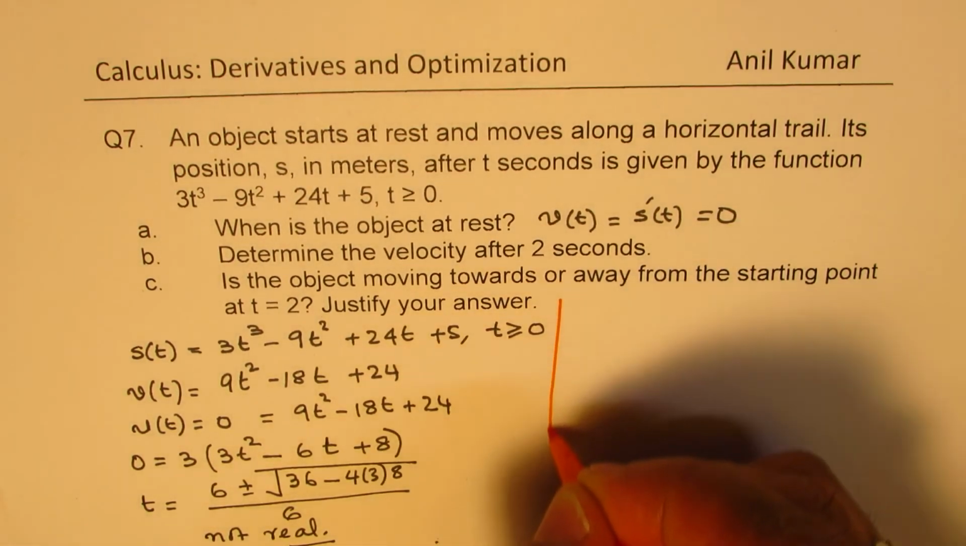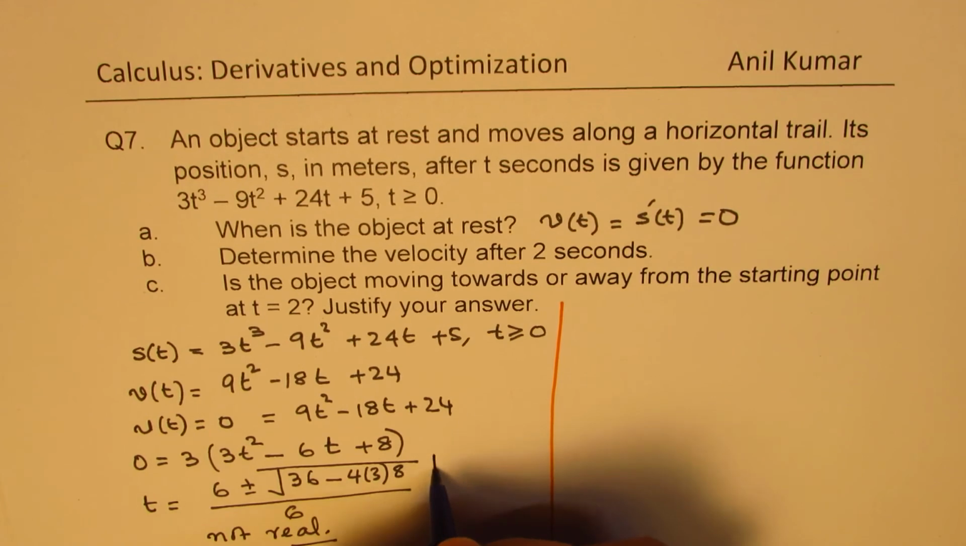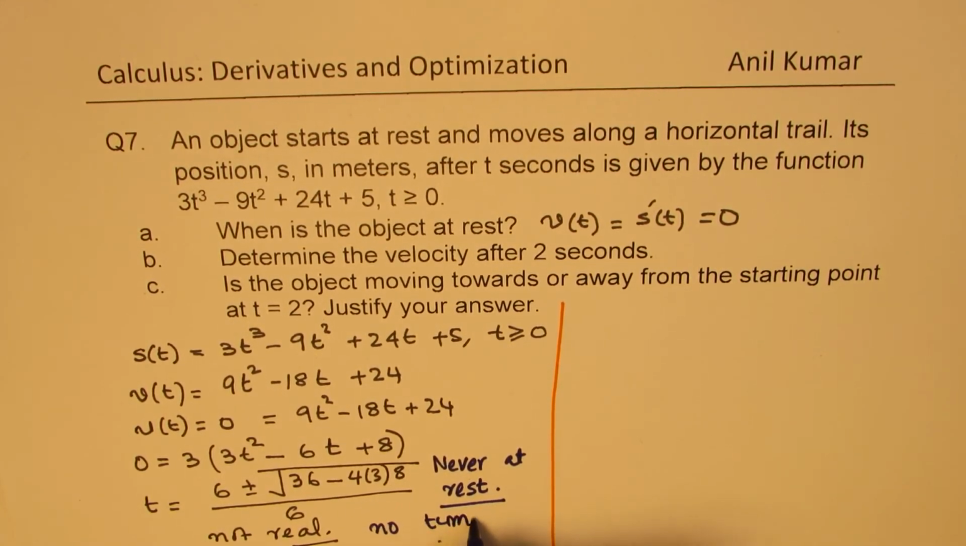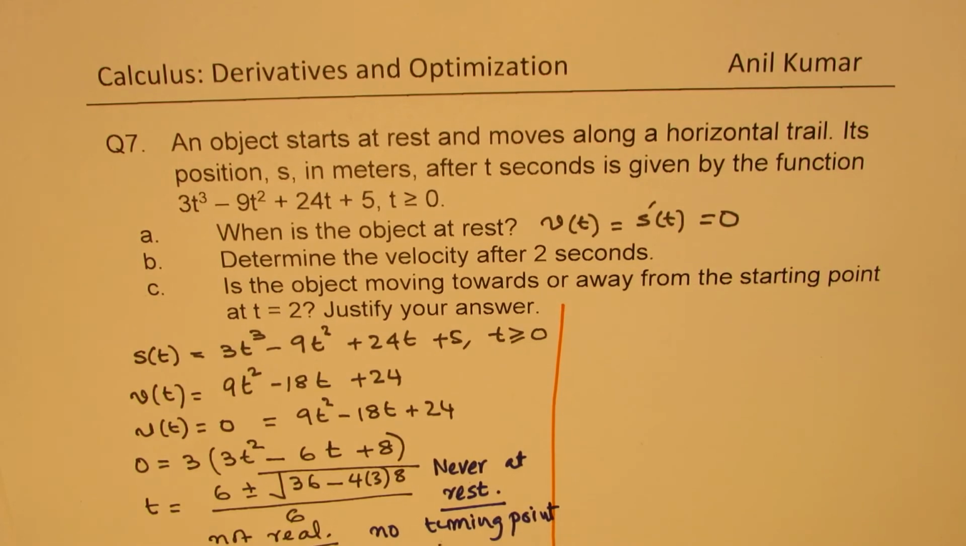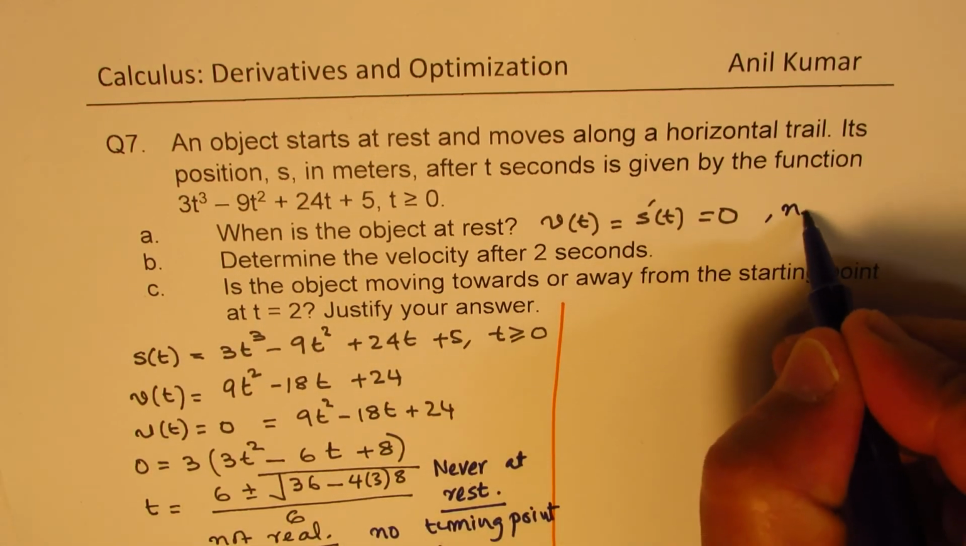So we can conclude from here that the object is never at rest. That also means there is no turning point, since if there was a turning point, the object would come momentarily to rest. Is that clear to you? Right? So first, when is the object at rest? The answer is never.